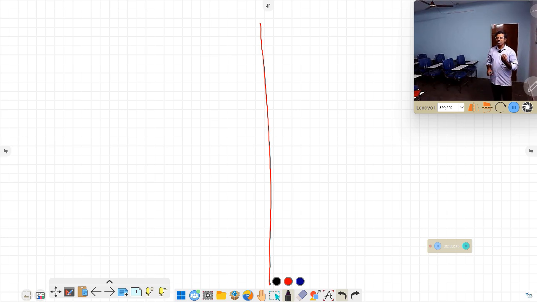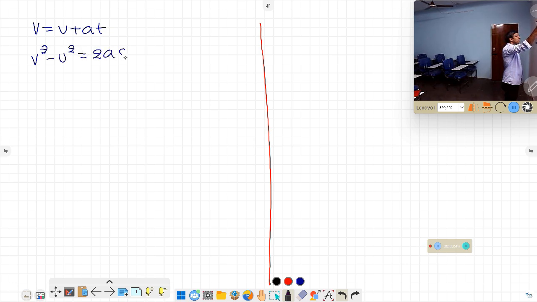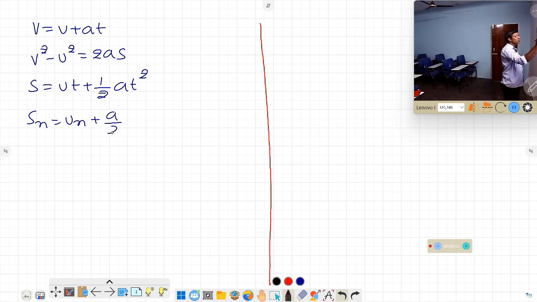And by considering the body as a point mass, we are applying the kinematic equations, and you know that they are: v equal to u plus at is one equation, v square minus u square equal to 2as is the second equation, s equal to ut plus half at square is the third equation, and s_n equal to u plus a by 2 into (2n minus 1) is the fourth equation. These are the four kinematic equations we already learned in the previous classes.